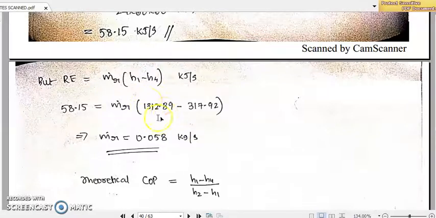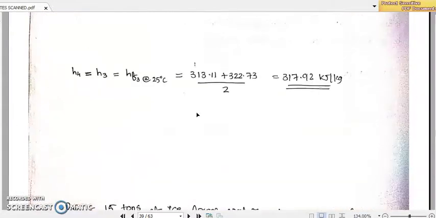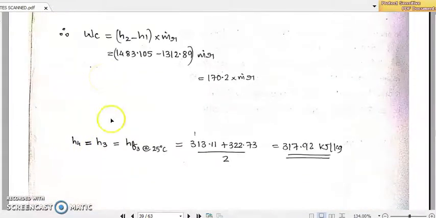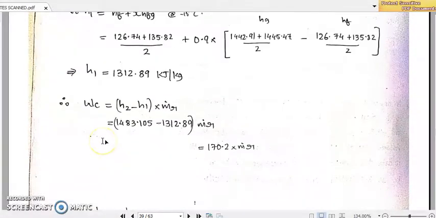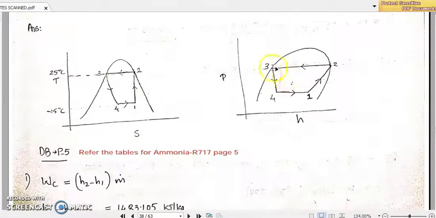H1 we have already found out. So what is H4? H4 will be nothing but H3. Why will H4 be equal to H3? Because 3 to 4 is a constant enthalpy process, so H4 will be equal to the H3 value. Okay, but what is this H3 value? It will be the HF, because the refrigerant becomes a saturated liquid when it reaches point 3, and point 3 is on the saturated liquid line.